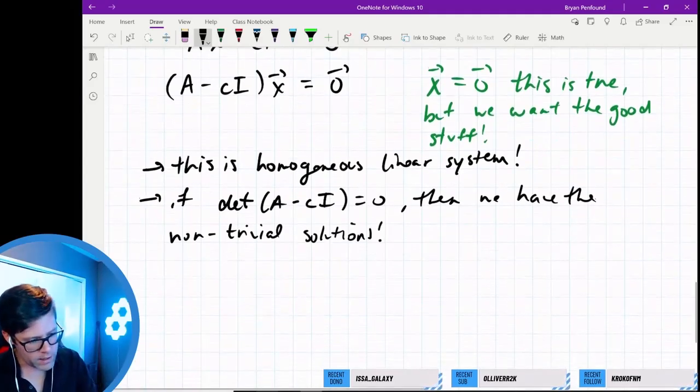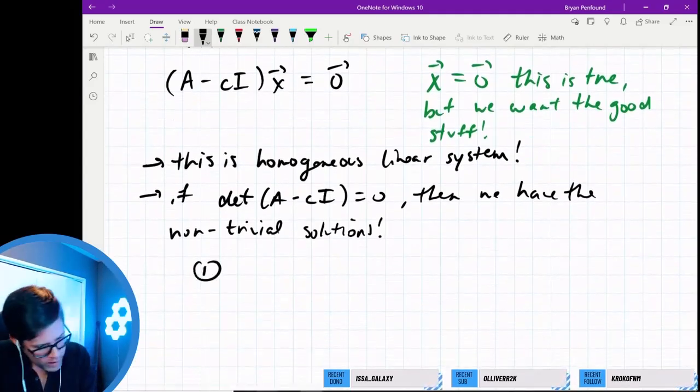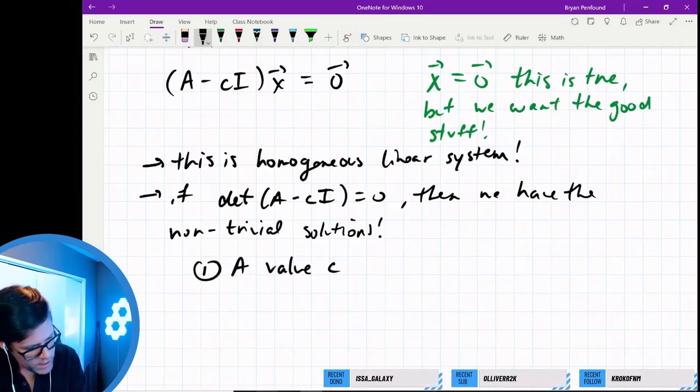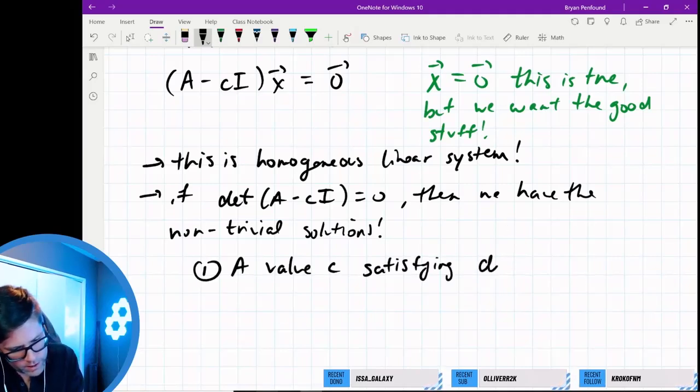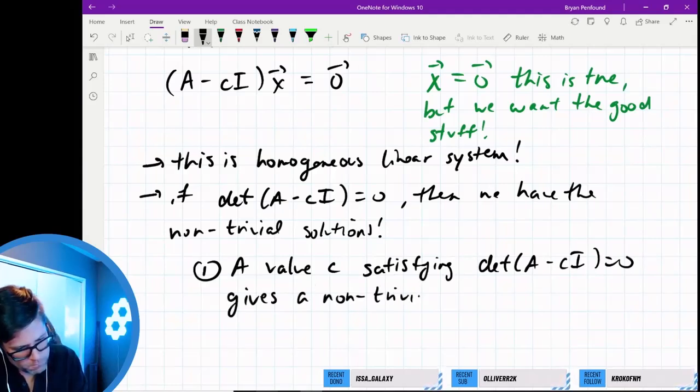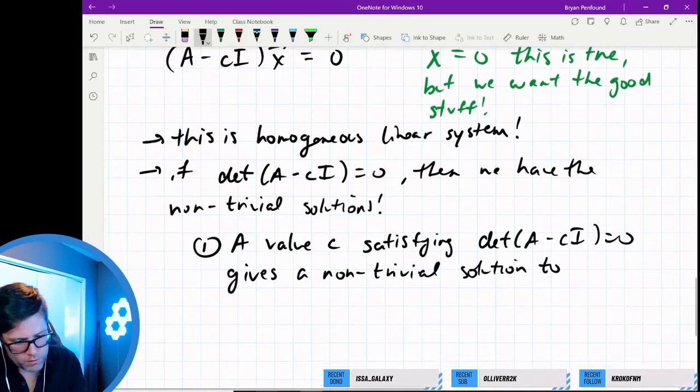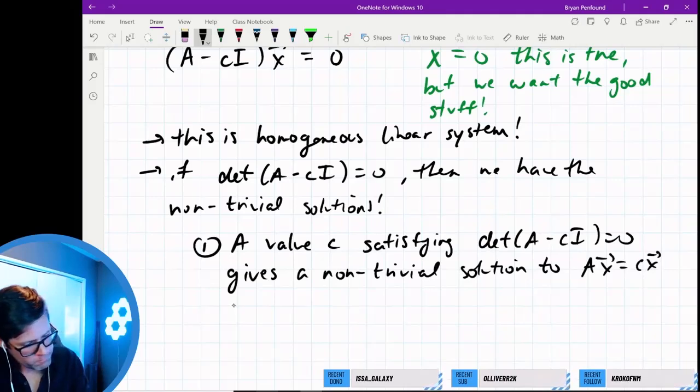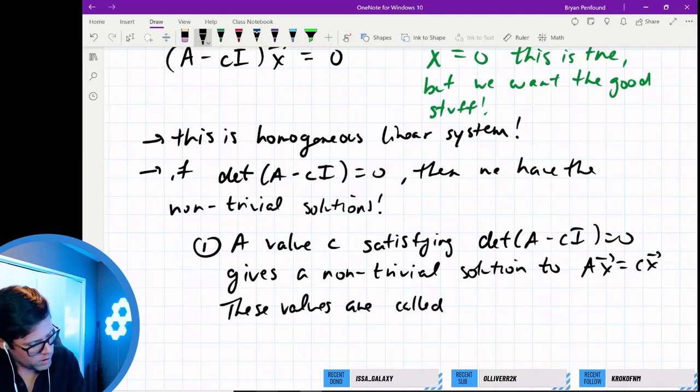So I'm just going to go ahead and summarize a couple of the key ideas here. One, a value c in the field that we're working with, satisfying the determinant of A minus cI equal to 0, gives a non-trivial solution to the original problem that we're looking at, which is Ax equal to cx. And these values are called eigenvalues.